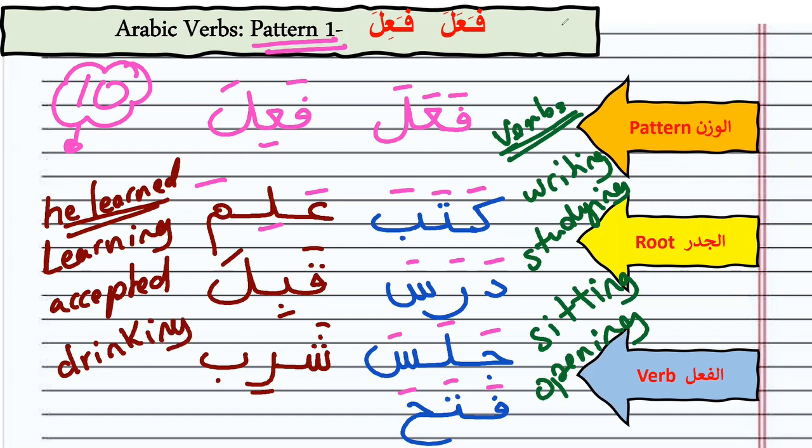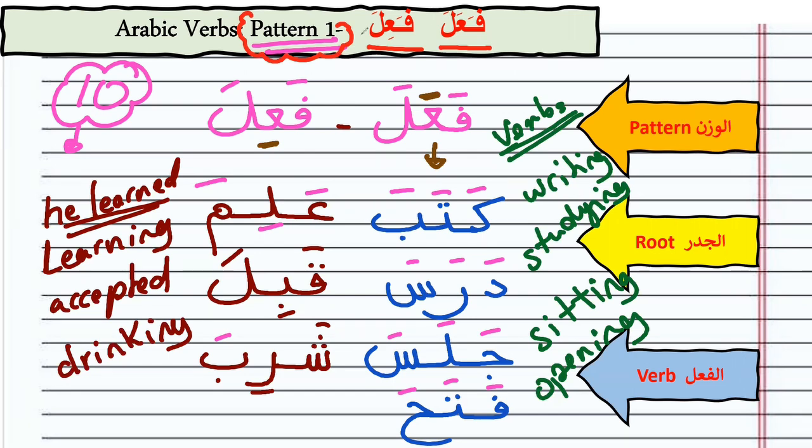So as we can see here, pattern 1 comes in 2 different sounds, fa'ala and fa'ila. The only difference is the fatha on top, and it rhymes with all the verbs that you can see down here: kataba, darasa, jalasa, fataha. And the other sound is fa'ila, with only a kasra underneath the ayn, and it rhymes with alima, he learned, qabila, accepted, and shariba, he drank. Just to remind you that pattern 1 has 2 sounds.